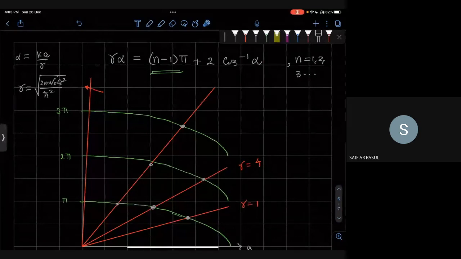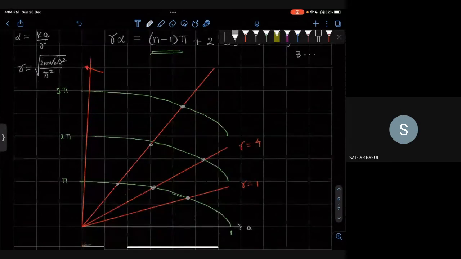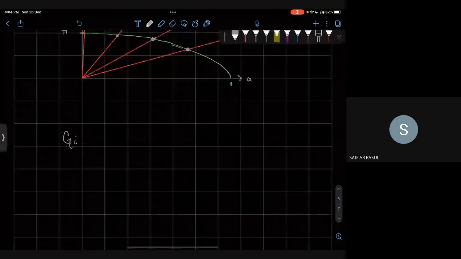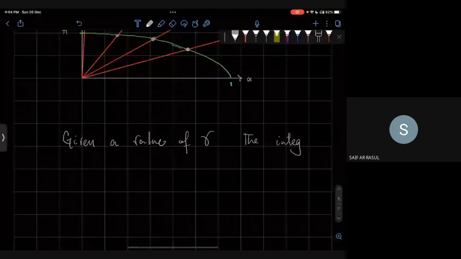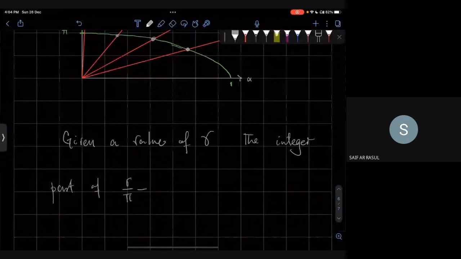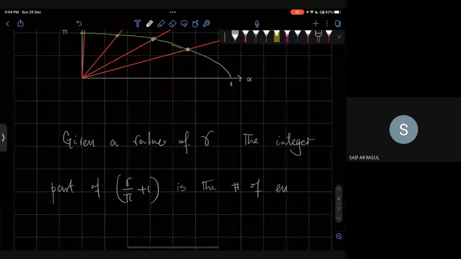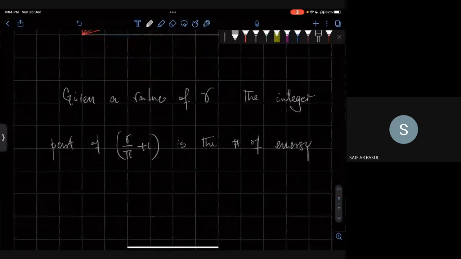So what I want to say is that given a value of gamma, the integer part of gamma over pi plus 1 is the number of energy eigenvalues, okay?